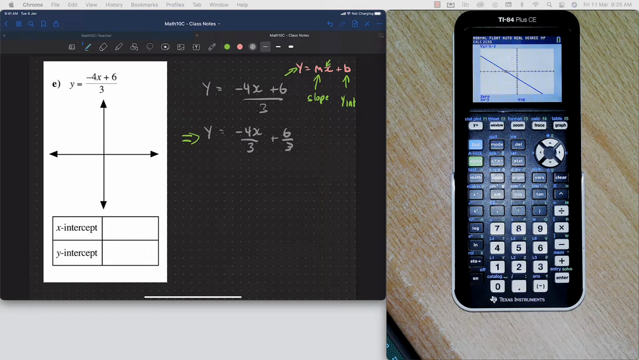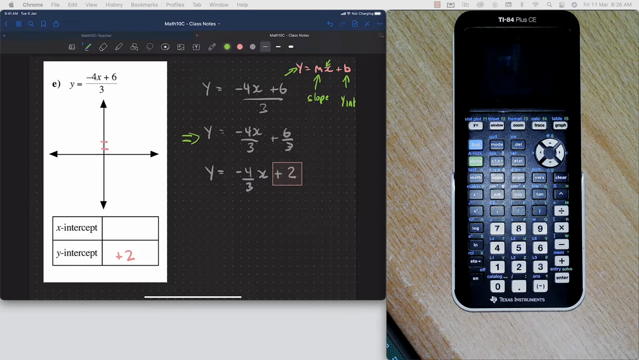So you can see that 6 over 3 can break down to 2. So what we have is y equals negative 4 over 3x plus 2. So the slope is negative 4 over 3. And the b value, or the y-intercept, is going to be a positive 2. So that is going to be our y-intercept right here. It's a positive 2. So 1, 2, and there's my y-intercept.